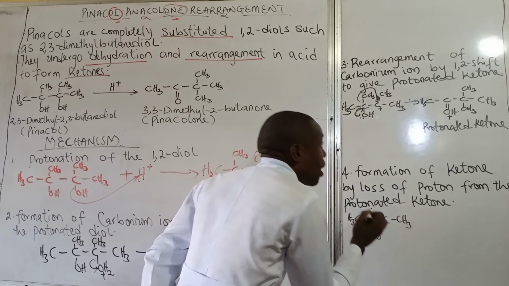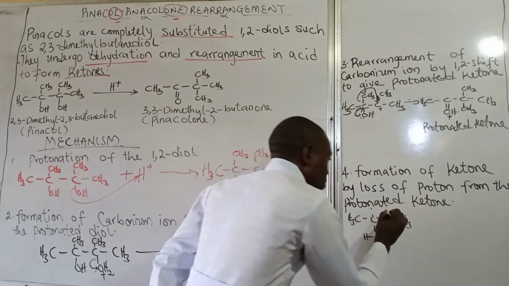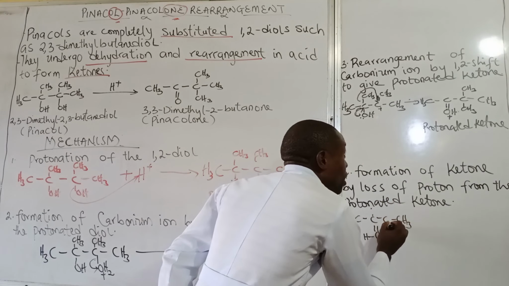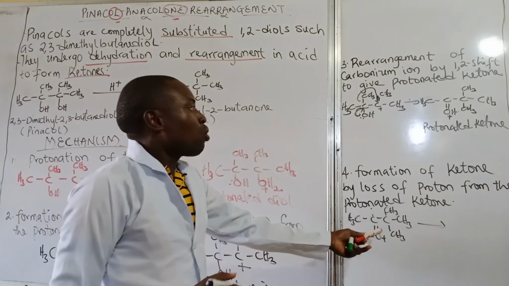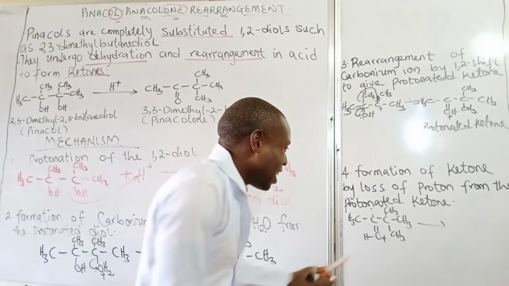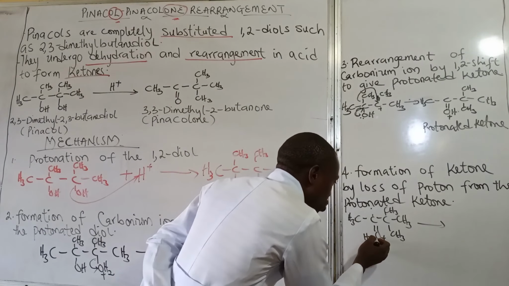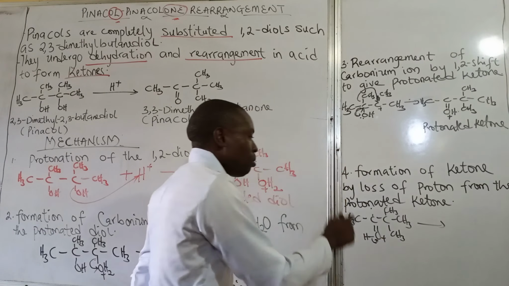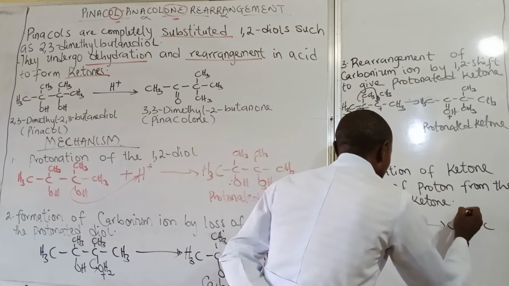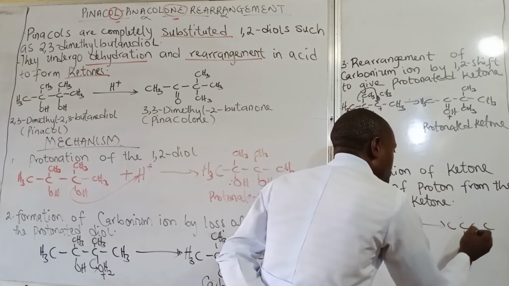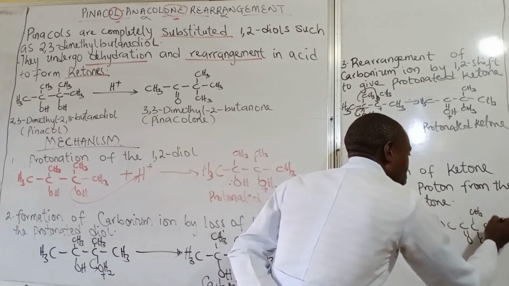Now this protonated ketone here, we now undergo the last phase. The last phase here, let me make it elaborate. Okay, this is the CH3. This is the CH3. Now, this is what we call the protonated what? Ketone. There will be a loss of this proton to give me the last aspect, which is called the pinacol products.